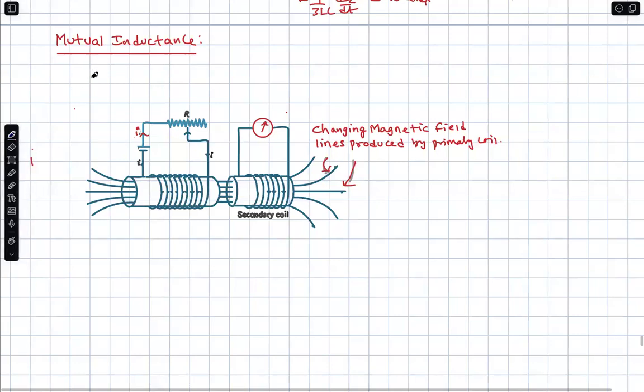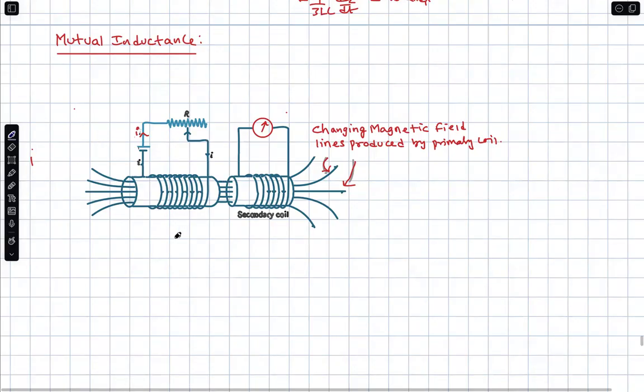Till the previous class, we saw that when flux changes in a coil due to a change of current in the same coil, the flux linked with that coil changes, and an EMF is induced in that coil. This is what you call self inductance.